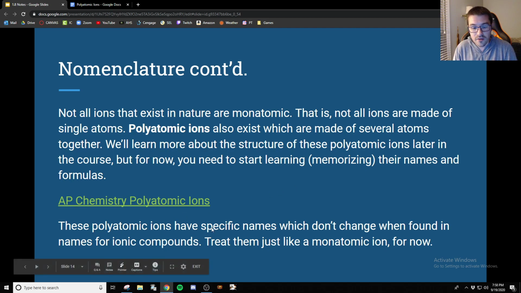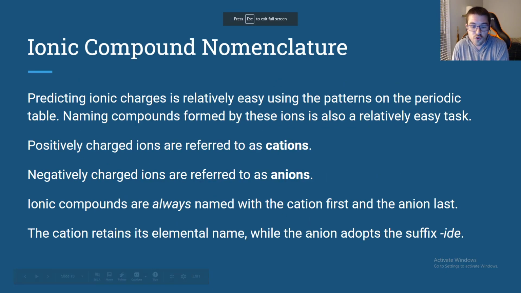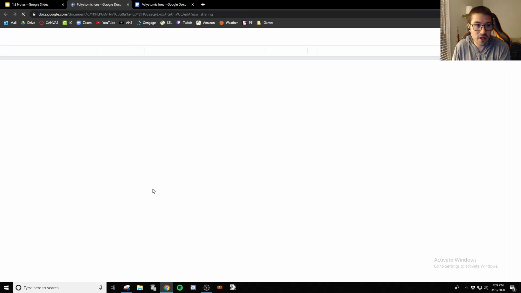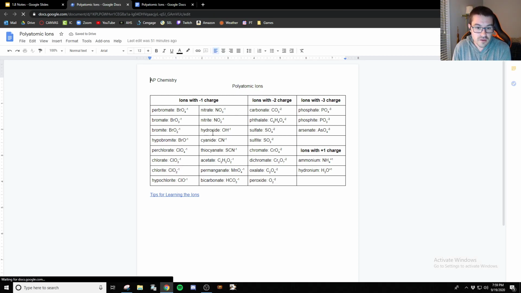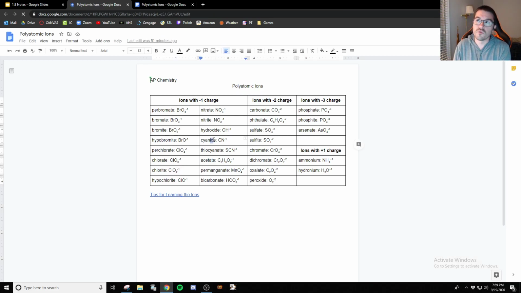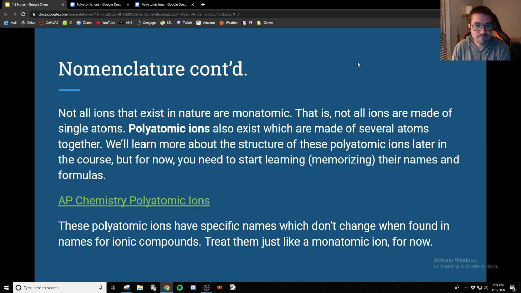These polyatomic ions have specific names which don't change when found in ionic compounds. So treat polyatomic ions just like monatomic ions. The only difference is that you don't really have to do anything if it's the anion. If it's a negatively charged polyatomic ion, you're not going to add this -ide suffix. Sometimes they do have an -ide suffix, but actually a lot of times they don't. They have their own suffix like -ate or -ite or even something totally different.